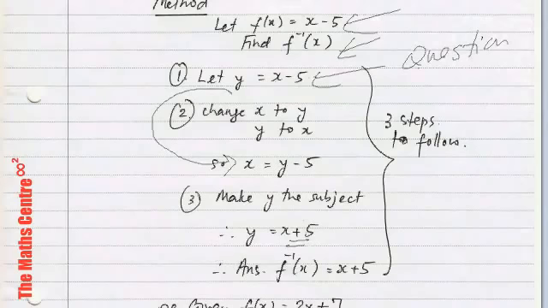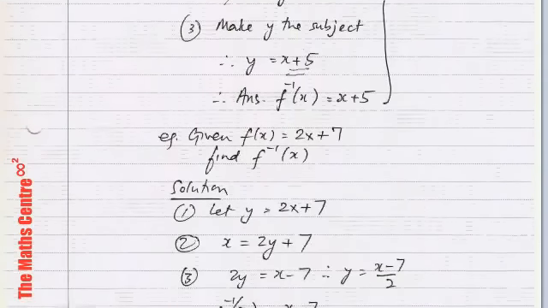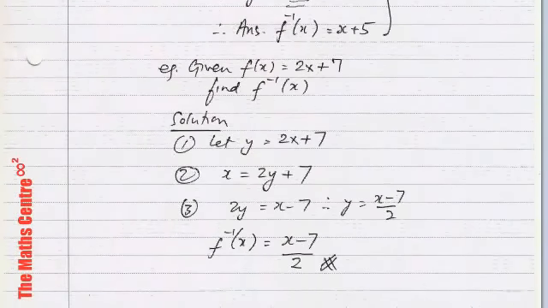Let's look at a second example. If we are given f of x equals 2x plus 7, and you are asked to find f inverse x. So remember, first step is to write y equals 2x plus 7. Next step is to change the y to x and the x to y. I've done that for you. And the last step is, of course, to make y the subject.